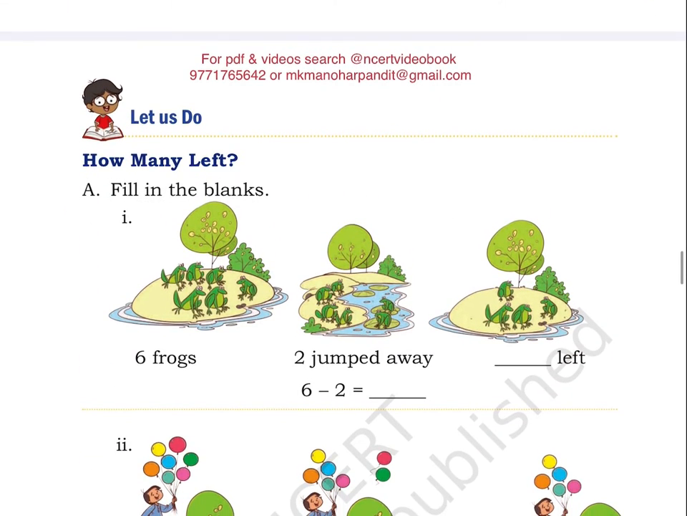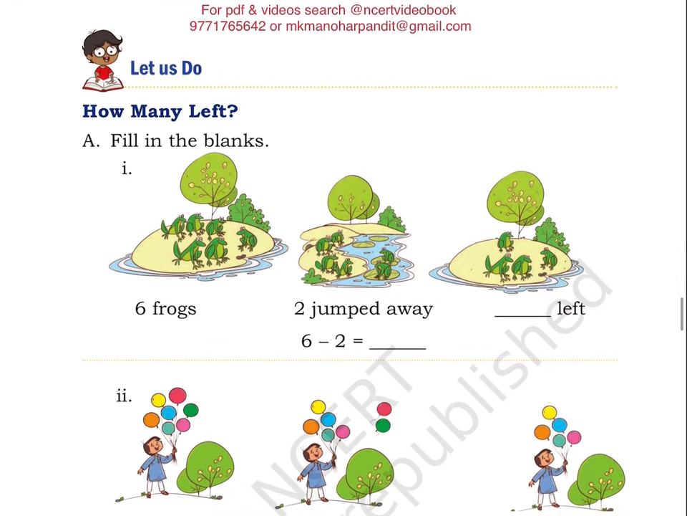Page number 60. Let us do. How many are left? A. Fill in the blanks. 1. Here on page number 60, there are three pictures given. In the first picture, there are six frogs on the grassy land. In the second picture, two frogs jumped away. 6 minus 2 is equal to blank. In the third picture, there are dash frogs left.